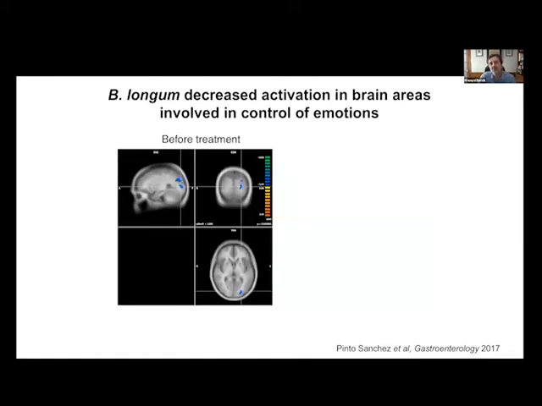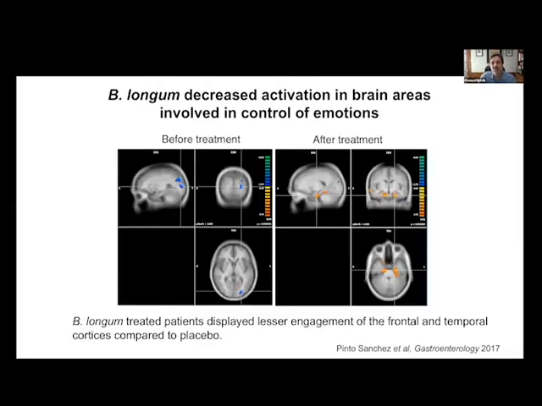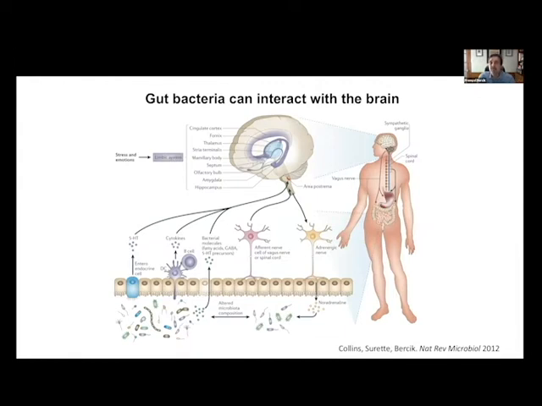When studying the other areas of the brain, we discovered that Bifidobacterium longum caused a lesser engagement of the frontal and temporal cortex compared to placebo. Again, these are areas involved in the control of emotions. There are multiple ways through which bacteria can affect the brain, and we think that in the case of B. longum, it can be the interaction with the noradrenaline to dopamine conversion in the host.